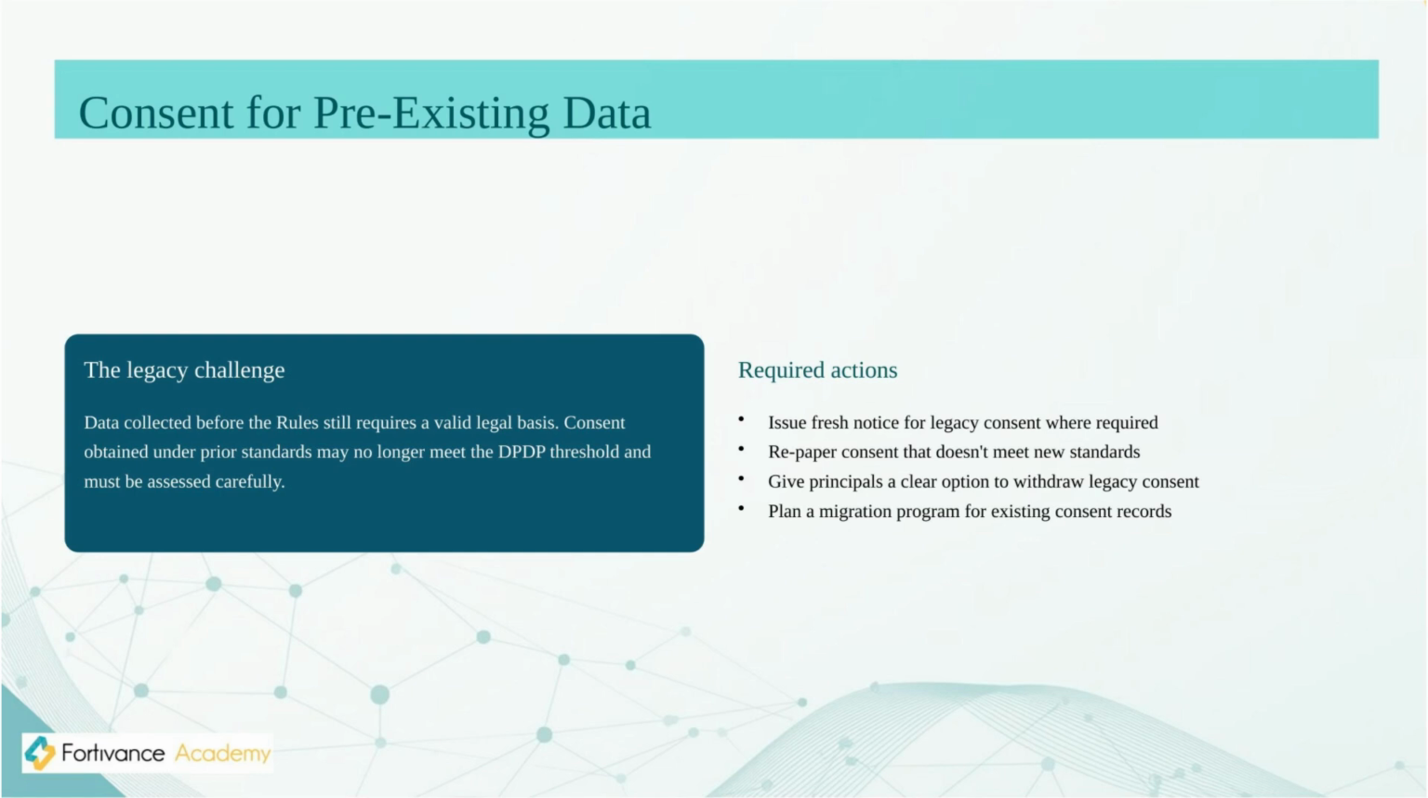Think of it like a building code that gets stricter. A house built years ago under old rules may now need upgrades to meet current safety standards. You can't just say, well, it was legal when we built it. So what's the path forward? The framework generally expects that where you're relying on consent, that consent needs to measure up. For pre-existing data, this often means going back to those individuals, giving them a proper notice, and giving them the chance to make an informed choice, including the choice to withdraw.